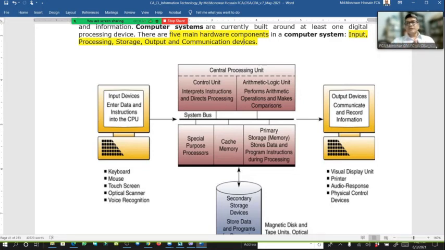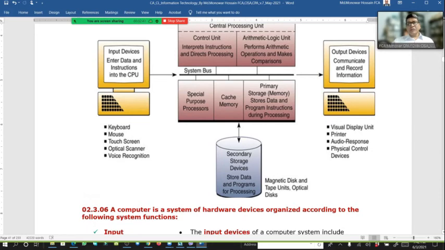And then this input goes to the central processing unit, CPU. Within the central processing unit, there are 2 units: one is the control unit, another is the arithmetic logic unit. The control unit interprets the instructions and directs the processing. And the arithmetic logic unit performs arithmetic operations and makes comparisons. And also within the system bus, we have the memory devices here.